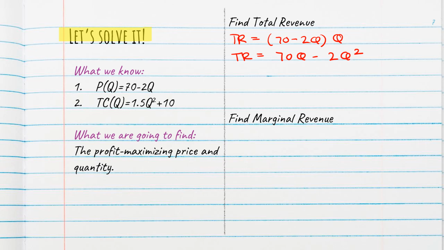Once we have total revenue, we can find marginal revenue. We know that marginal revenue is the derivative of total revenue with respect to Q. So in this case, that will be 70 minus 4Q.